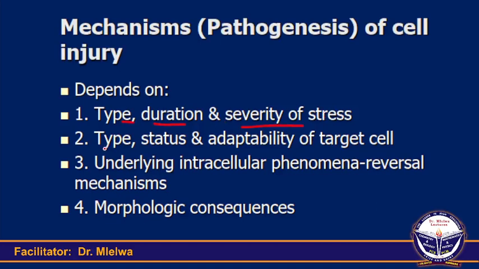Then the second is the type, the status, and the adaptability of the target cell. Because the type, duration, and severity of stress is one among the factors. But sometimes when the cell which is stressed is strong, that means it will be able to handle that stress and the cell cannot be injured. Take an easy example which is commonly seen in our daily life.